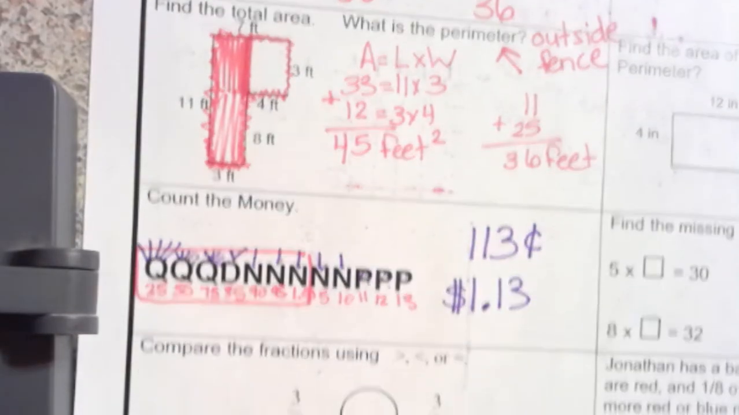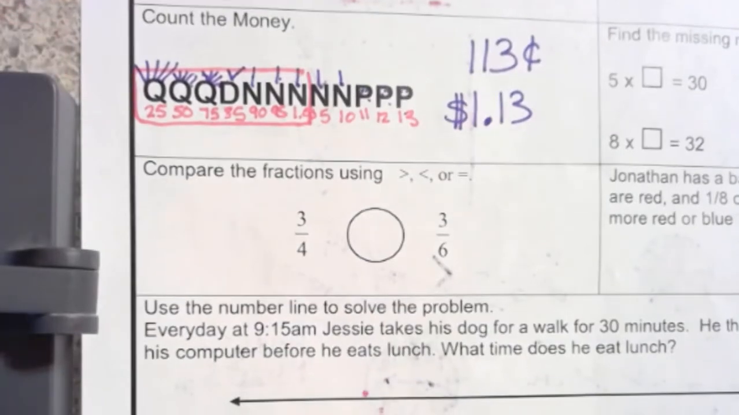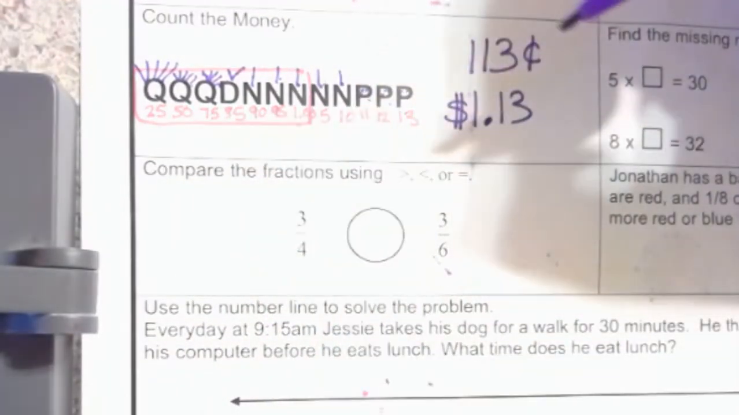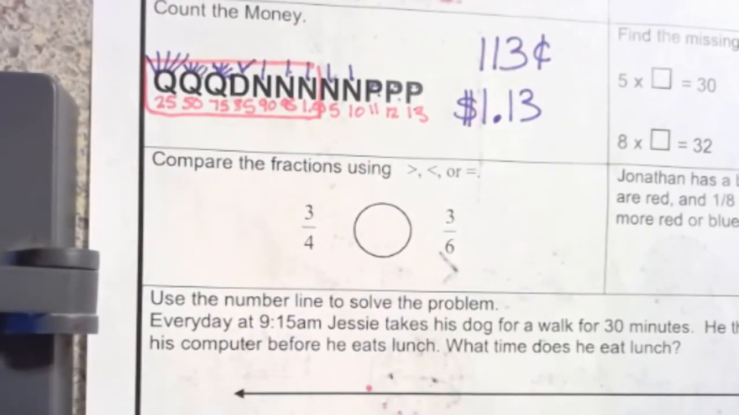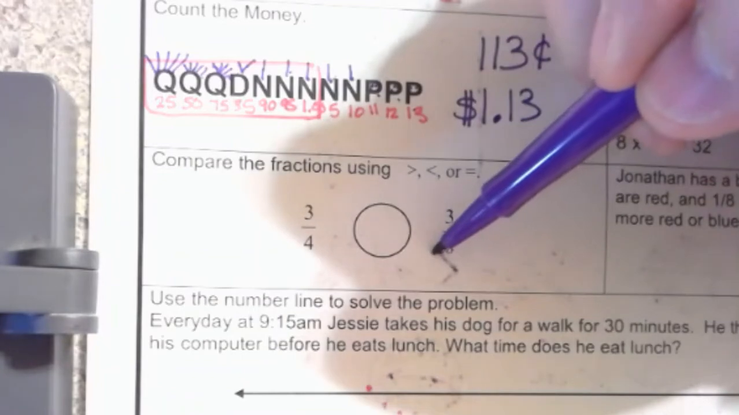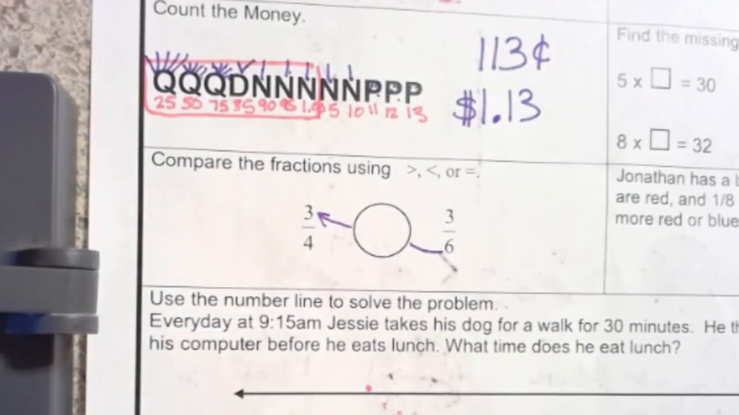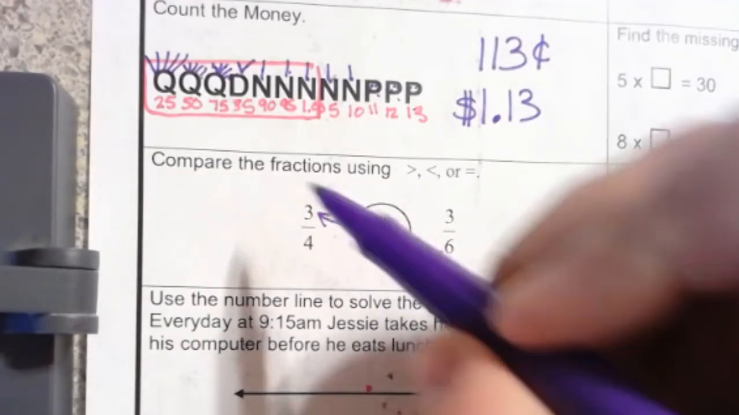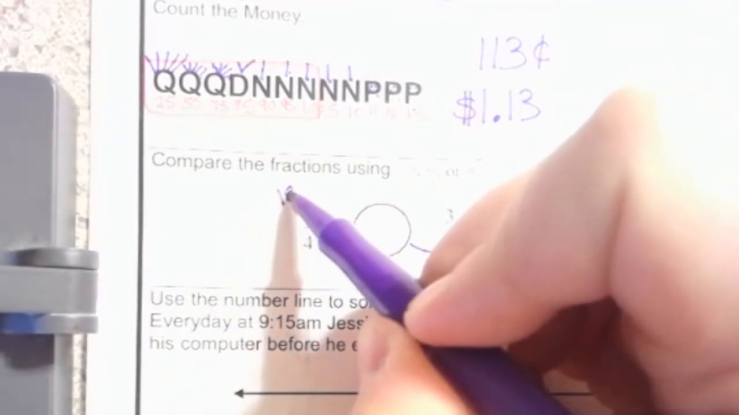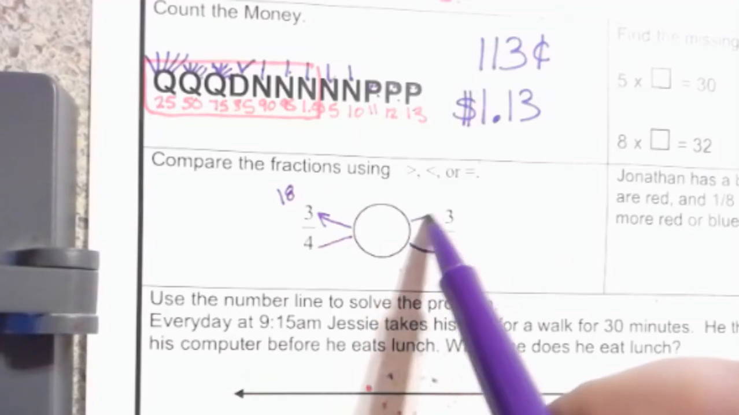It sure would. Moving on down to fractions. We're going to compare this fraction using greater than, less than, or equal to. In my class, we call it cross multiplying. And Miss Walker says the butterfly method, which I like that term too. So we're going to say 6 times 3 is 18. And 4 times 3 is 12.